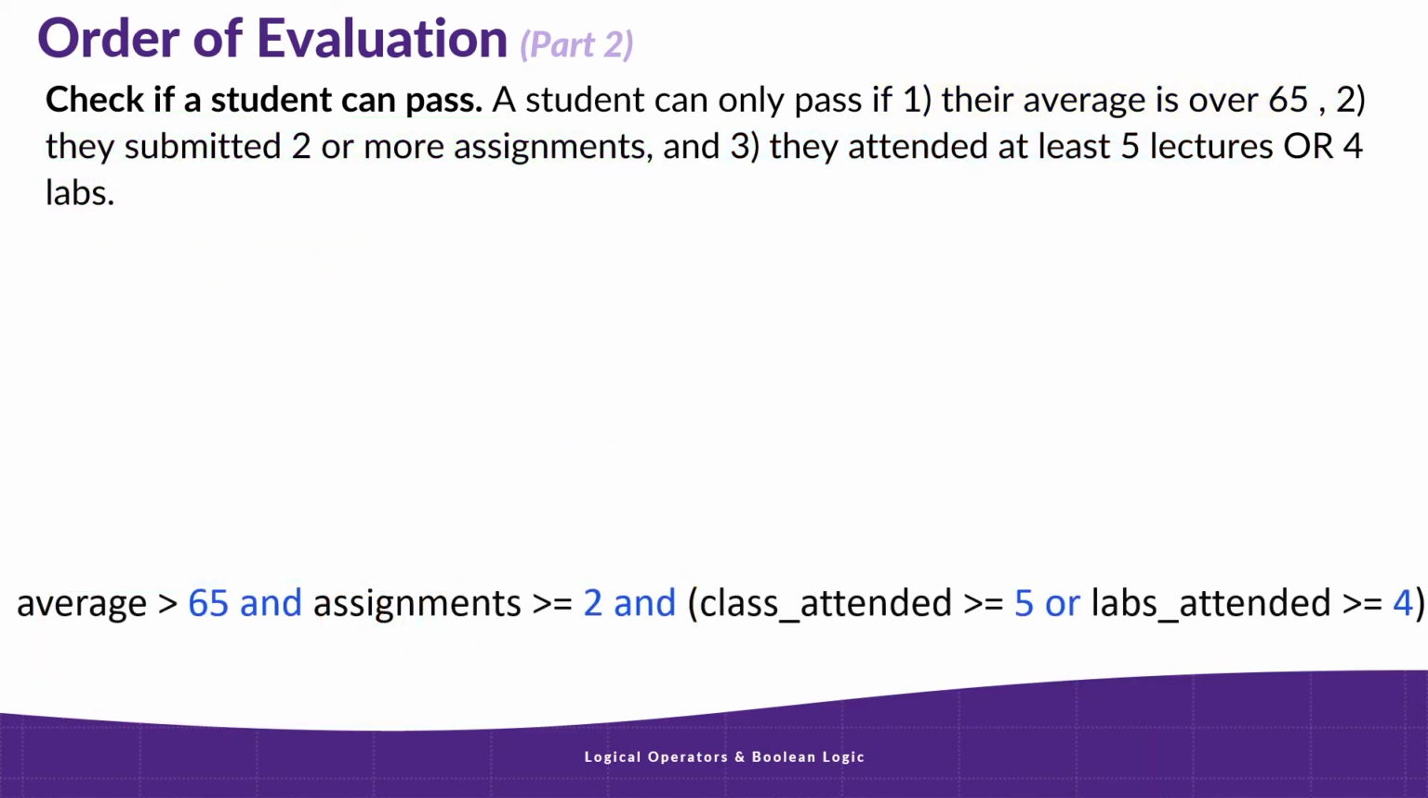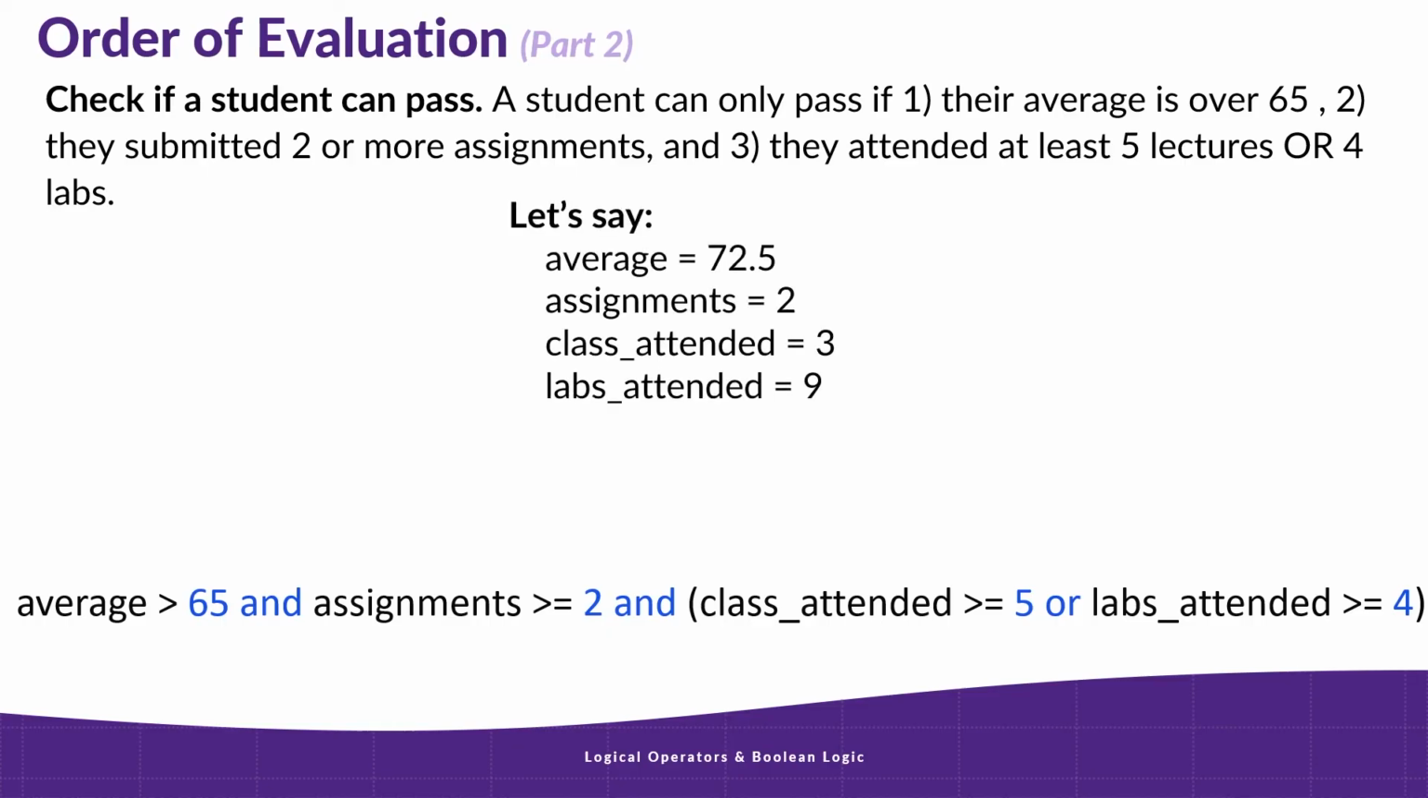Let's try tracing through an example and give some values to this problem. Here I have rewritten this logical expression as we might see it in Python. Let's see how it will play out with these values of average equals 72.5, 2 assignments submitted, class attendance 3, and lab attendance 9. To figure out what happens first, we need to follow the order of evaluation.